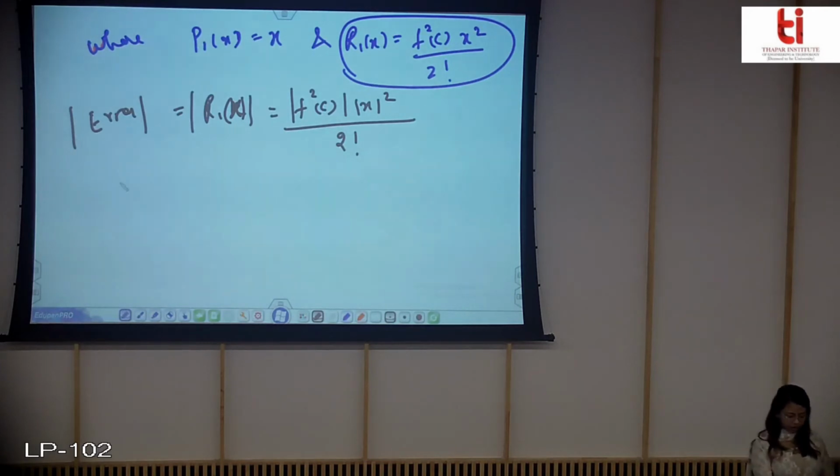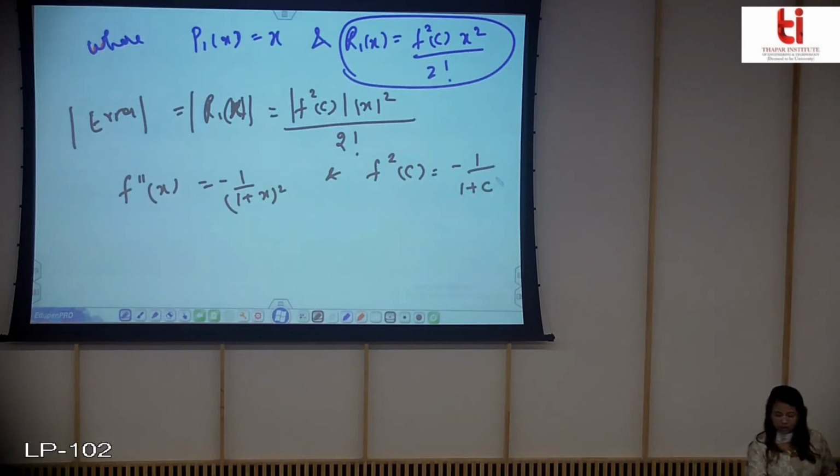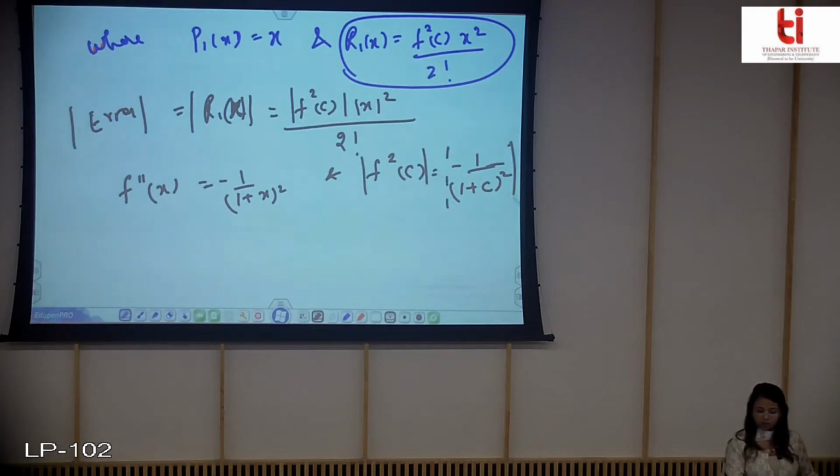So let us see what is the f double derivative of x. Therefore f2c is equal to minus 1 by 1 plus c square. Now if I take the magnitude, this will become positive. So what will be the maximum value? We can say this c, since c is a positive value, so it will be greater than 1. So what can we write about its value? The maximum value can be written as this.